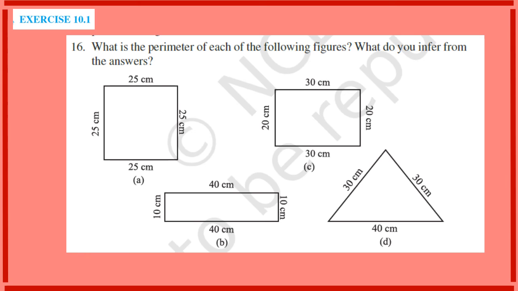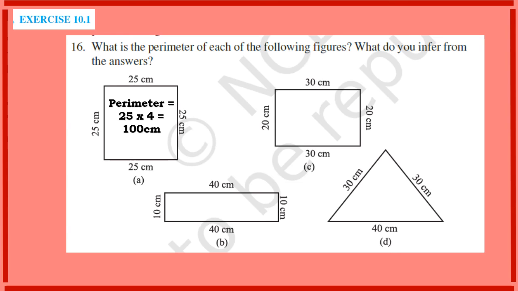Next, I think the last question, number 16. What is the perimeter of each of the following figures? What do you infer from the answers? Actually, it's not the last question, one more is there. Okay, let us find. First, it is a square, all the sides equal. So the perimeter is 4 into 25, which is 100.